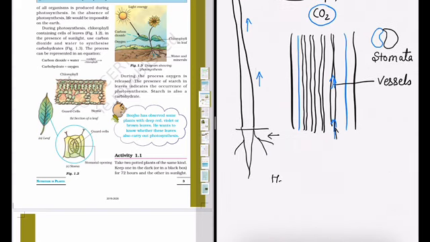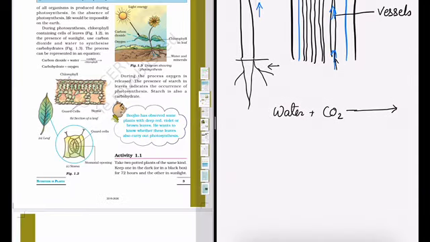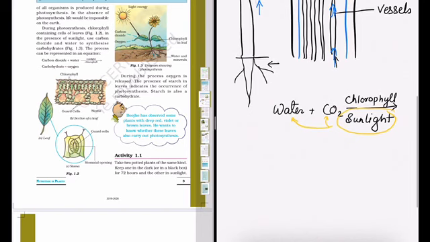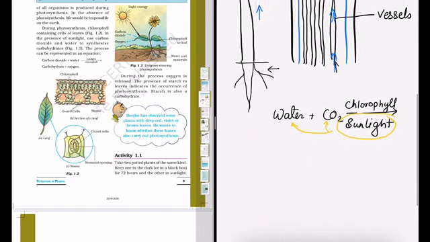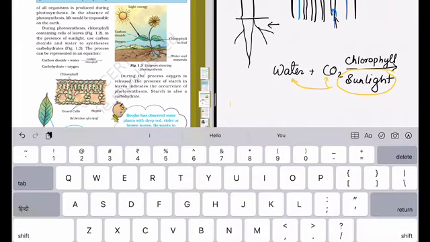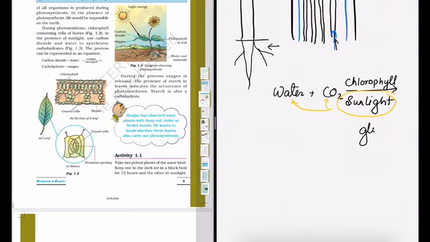The water and carbon dioxide will combine together inside the leaf. Where will it happen? It will happen in the chlorophyll, in presence of sunlight. Sunlight will give the energy to combine water and carbon dioxide, and a new substance is formed. By the combination of chlorophyll and sunlight, a new substance will be formed that is called glucose, and oxygen is also produced.